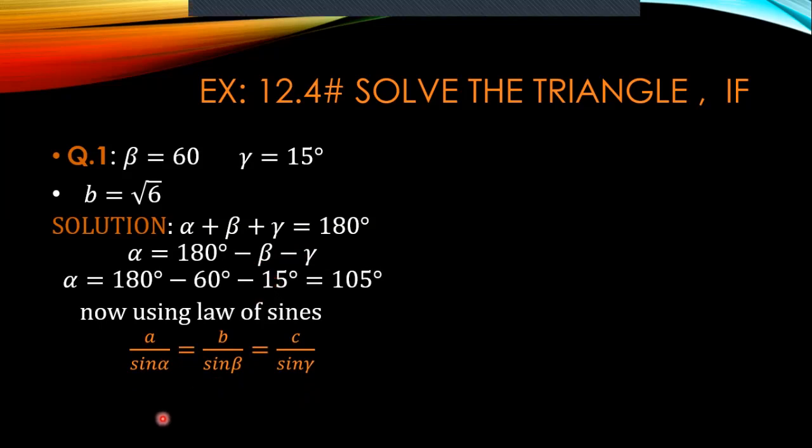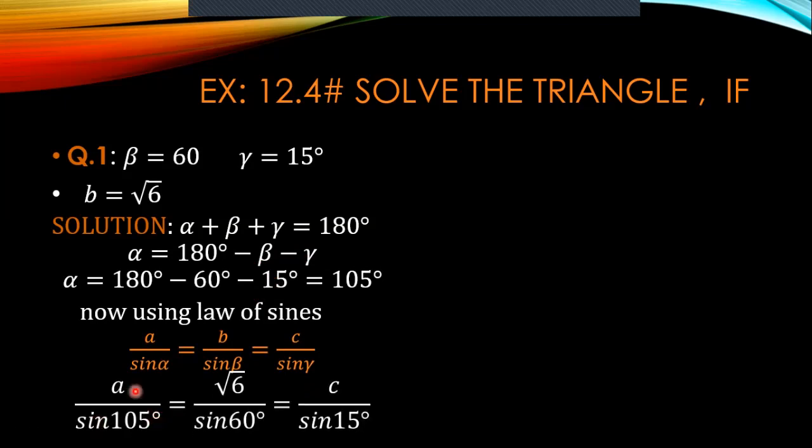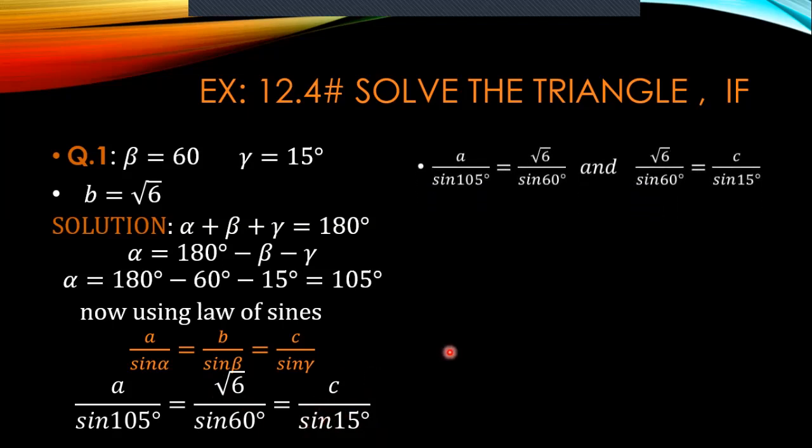And now we need to put the values which we are having. I have put the values. A is unknown, and instead of alpha 105 has been written, instead of beta 60 has been written, and b is replaced by under root 6 as it is given, and gamma is replaced by 15 degrees, and c is unknown. Now what to do? We need to make separation. This under root 6 over sine 60 degrees is along with both these. I have separated it.